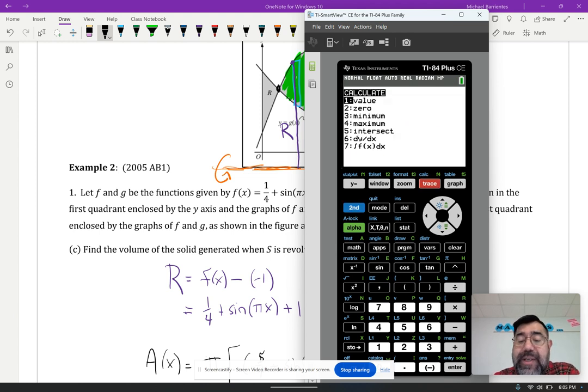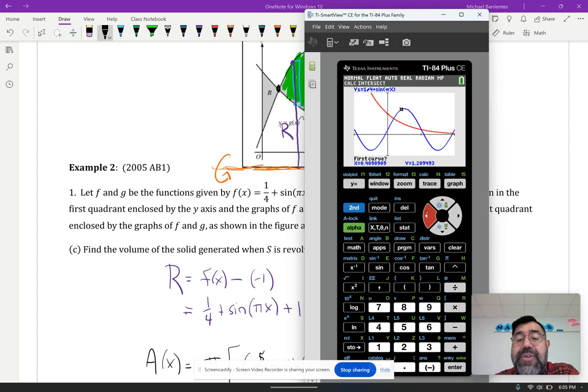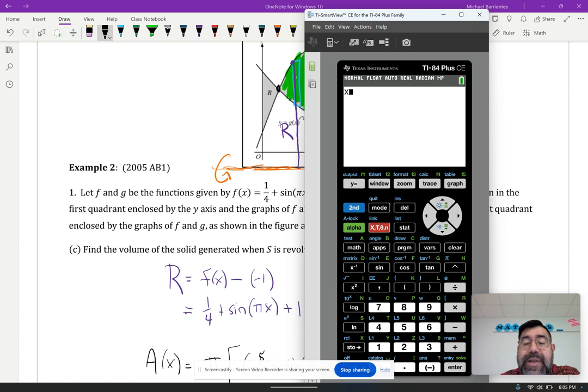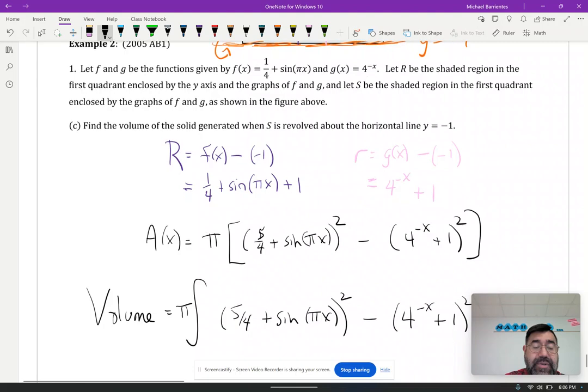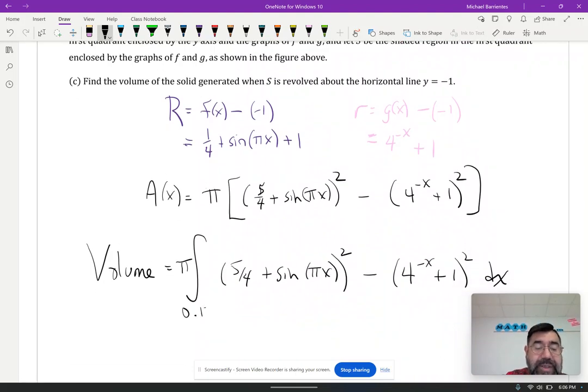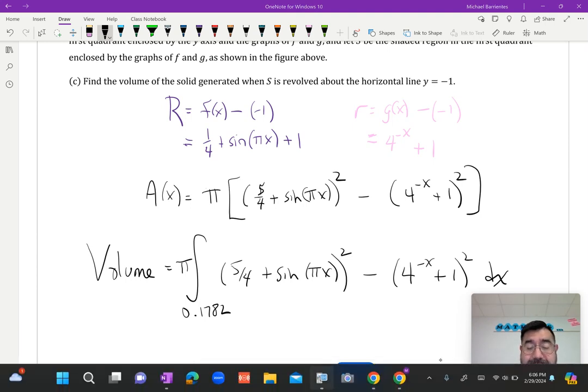So I'm just going to go ahead and press second trace. We're going to do an intersection, option number 5. I'm going to get closer to the first one because I'm looking for that one first. Press enter, enter, enter. And we get an intersection point of 0.1782. I come over here and I press X and I store this in alpha A. So this is 0.1782.